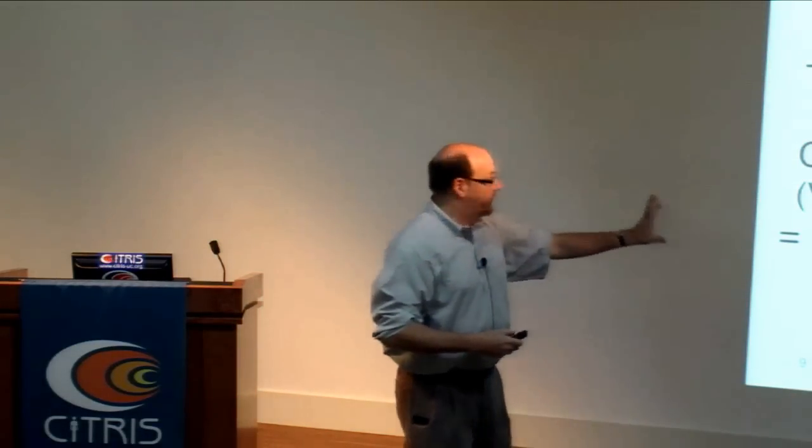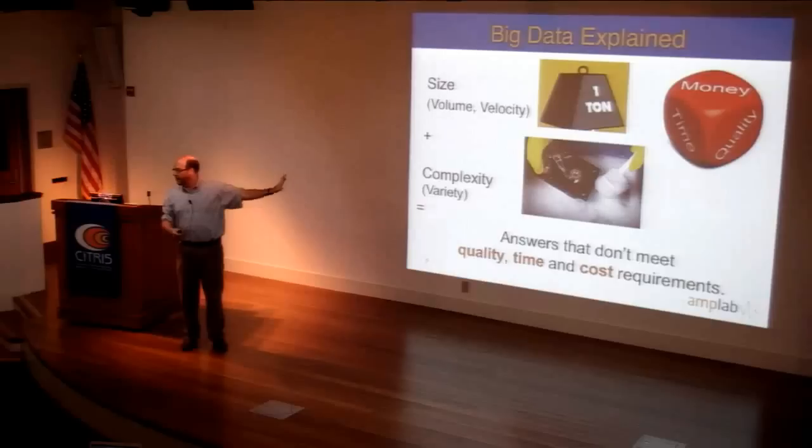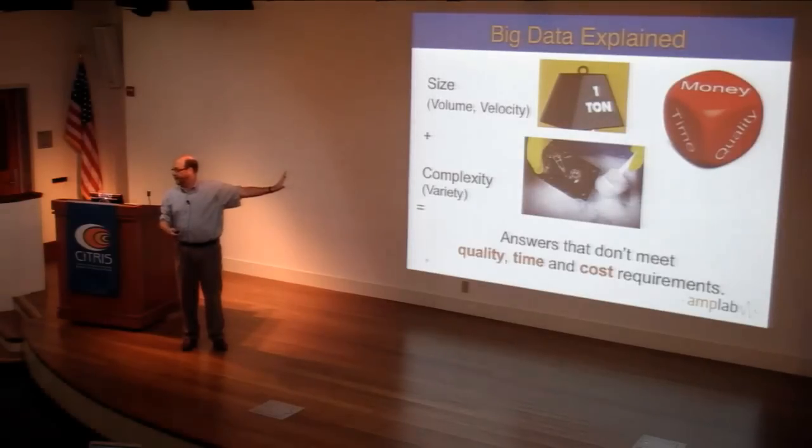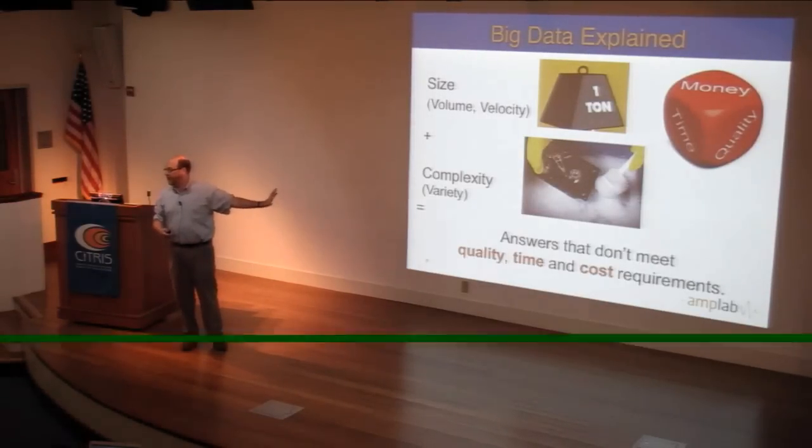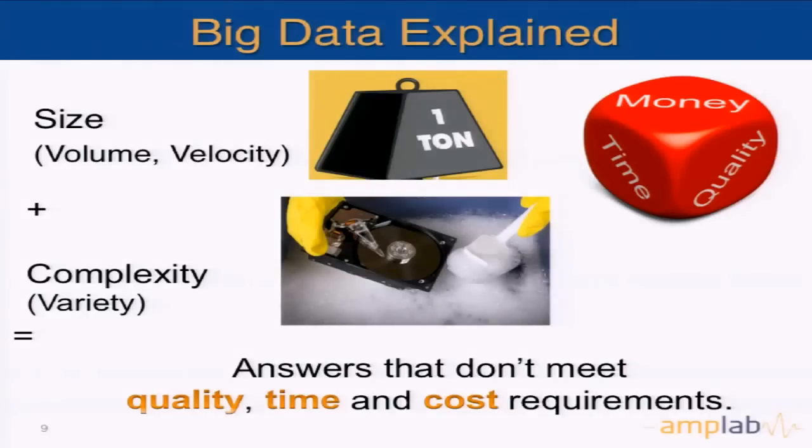Okay, so there's lots of definitions of the big data problem. This is the one that we started with in the AMPLab, right? It's this 3-dimensional problem of time, cost, and quality, all right? And the quality one, by the way, turns out to be the one that changes everything. We've been dealing with time and cost for a long time.